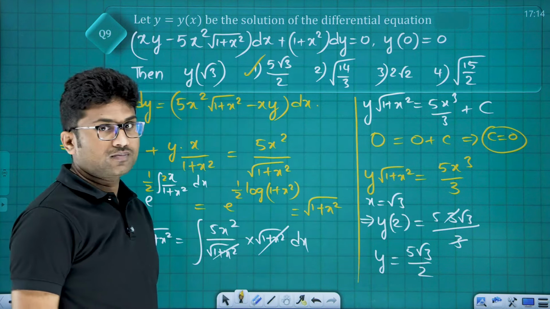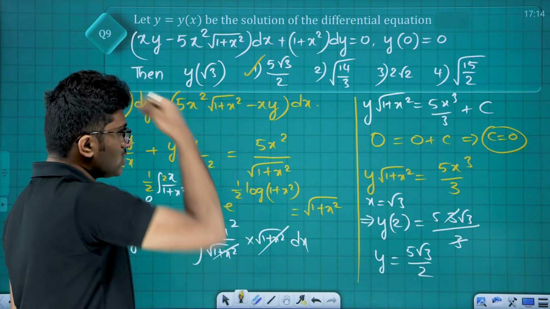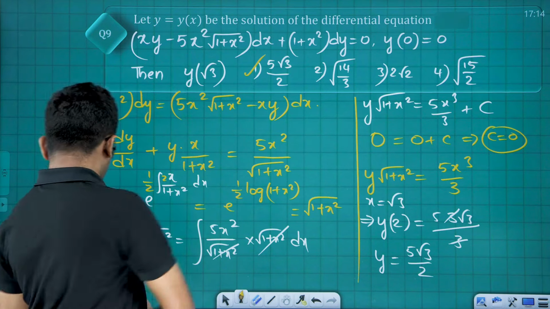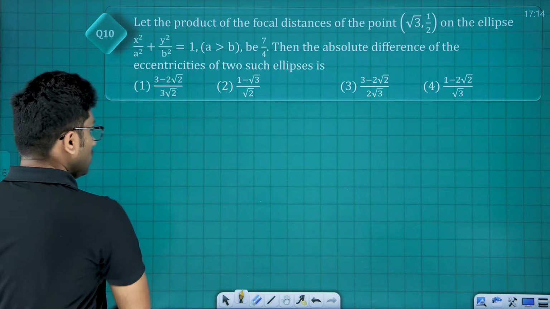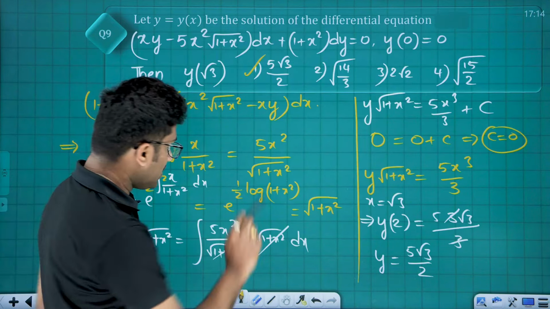Option 1. Good question. Simple question only. Like it's a CBSE question. Next question. We are done with differential equations.